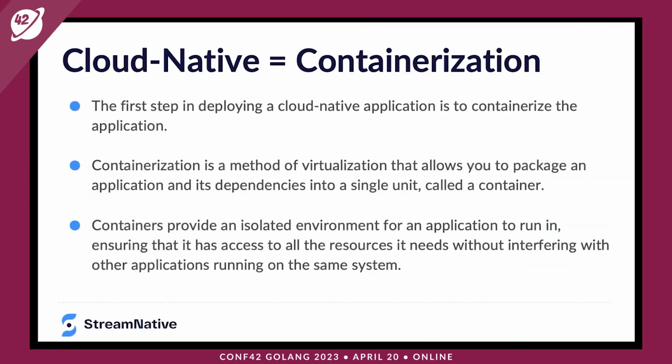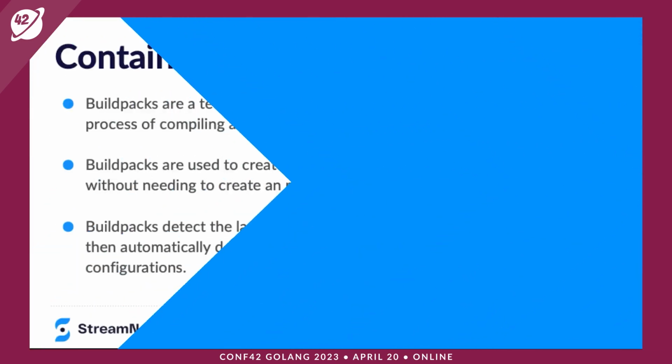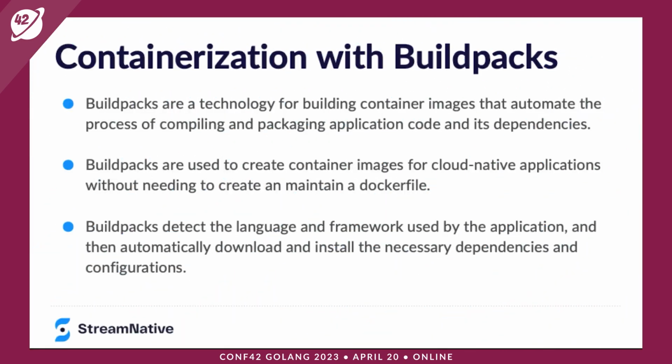In order to deploy a cloud-native application, we must first containerize it. These containers not only bundle the application along with all its dependencies into a single deployable unit, they also provide an isolated environment for the application to run inside your cloud-native environment. The most common technology used for containerization is Docker. However, this usually requires you to create and maintain a separate Dockerfile inside your codebase, solely for the purpose of creating the container itself.